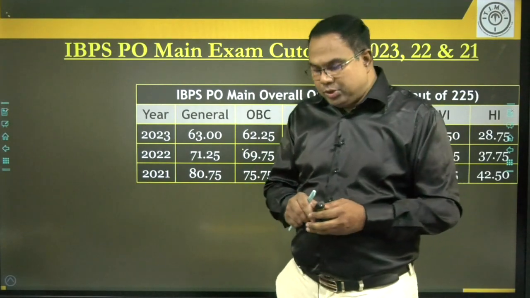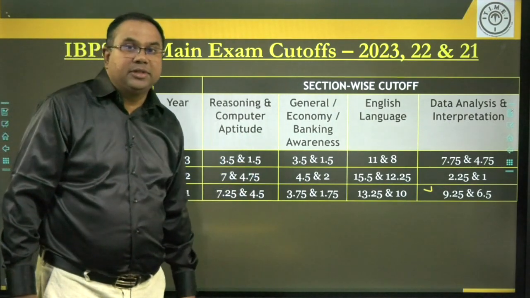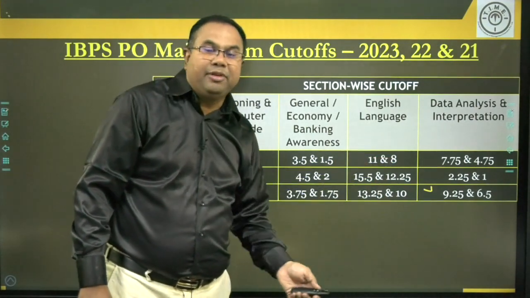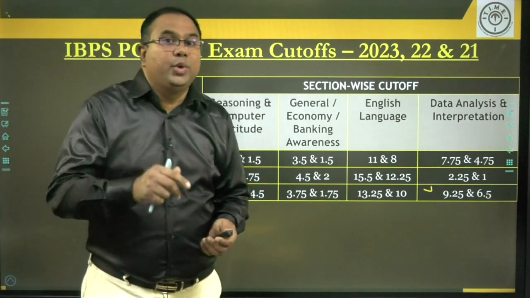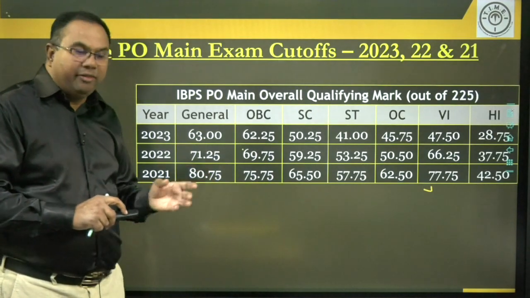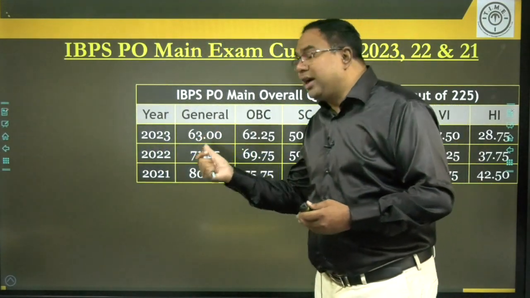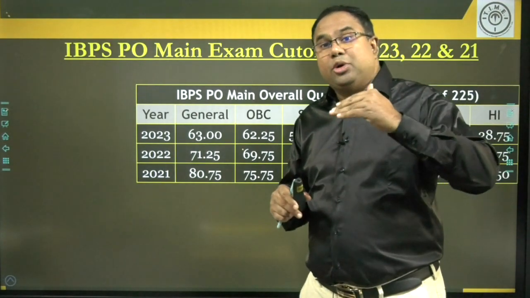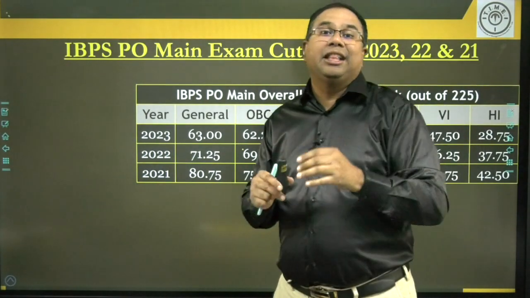Then one more point you might have observed is that if you add up the sectional cutoffs for general category, 3.5 plus 3.5 plus 11 plus 7.75, it is around 25.75, but that itself will not get you your interview call. To get the interview call you have to clear the overall cutoff of 63. When we add up we get around 25 to 26 marks, but your overall cutoff is around 63. That means you have to clear not only the sectional cutoffs, but also maximize your score, and score good enough to be in the merit list.